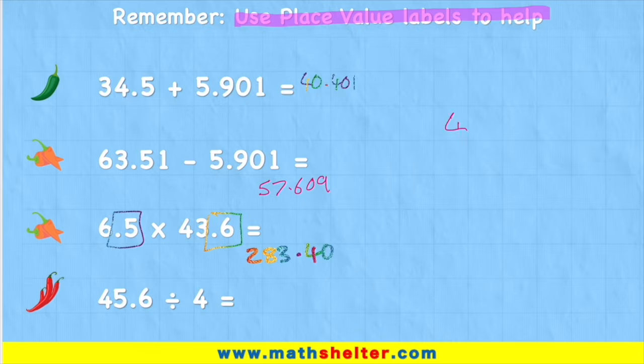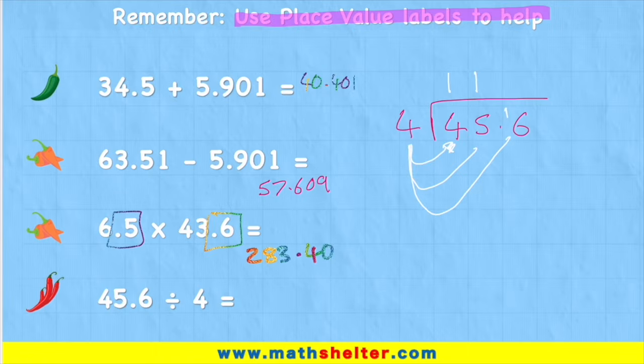I have 45.6 divided by 4. This looks really hard, but it's super simple. All I have to do, how many 4s are there in my 4? I have 1. How many 4s are there in my 5? I have 1, but I then have 1 remainder, which I'll bring over here. How many 4s are in my 16? Well, there is 4. Carry the decimal up, and my answer is 11.4. And there you go.